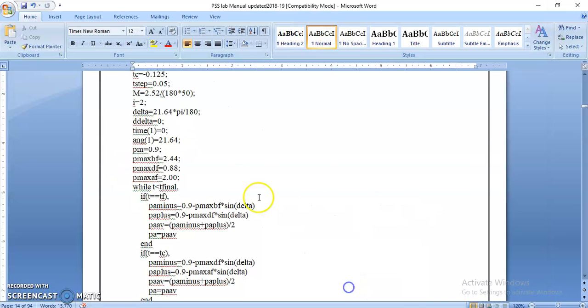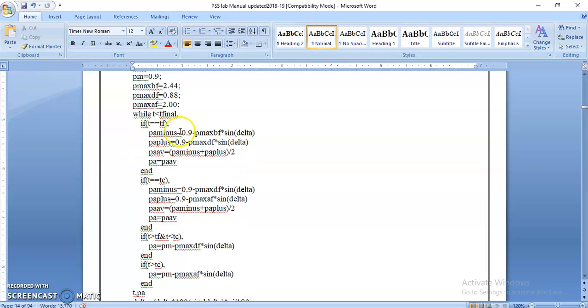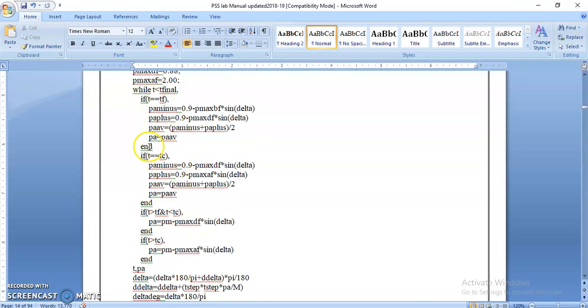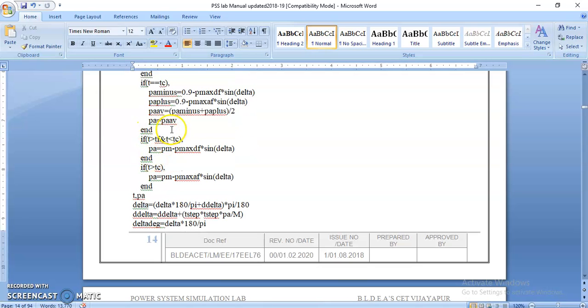So this is the program. For t is equal to tf, it is Pa minus 0.9 Pa max before fault sin delta. So before fault, during fault, Pa minus, Pa plus, as per the graph I explained, so we take the average of both. For t is equal to tf, end. For t is equal to tc, if we see that graph, during fault and after fault, as I explained in the graph, so you have to add minus and plus. And t greater than tf and less than tc is during fault, and t greater than tc is after fault.